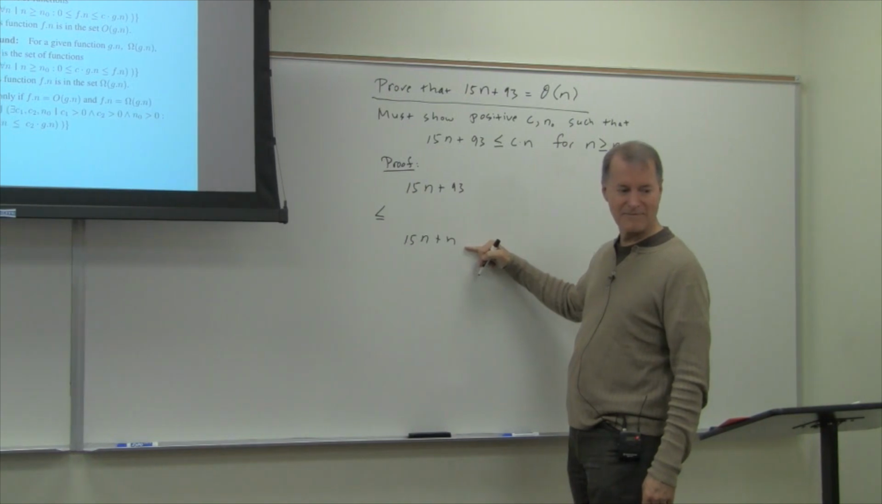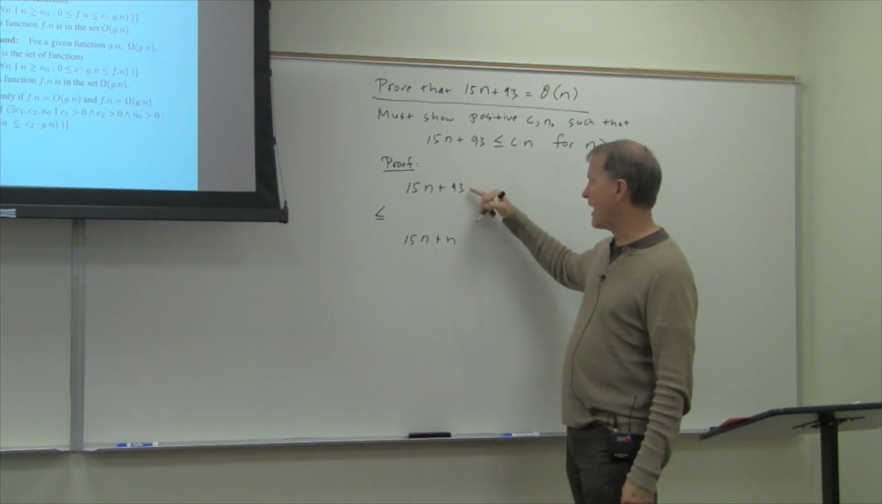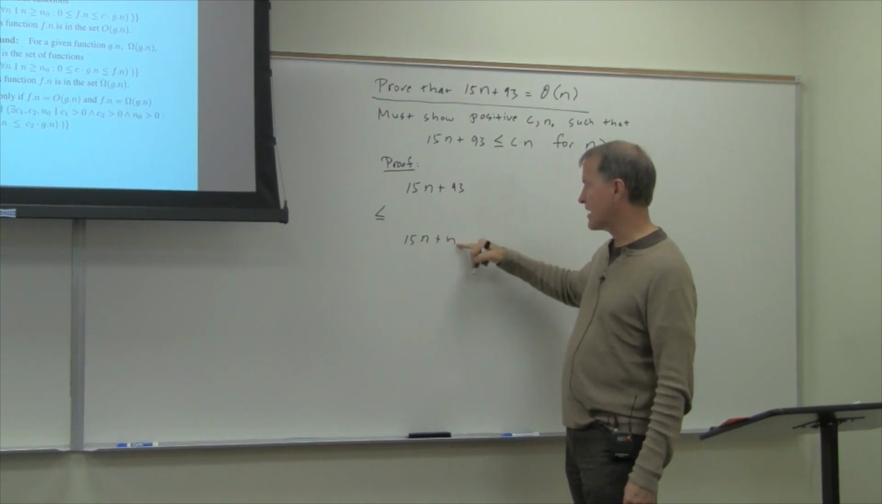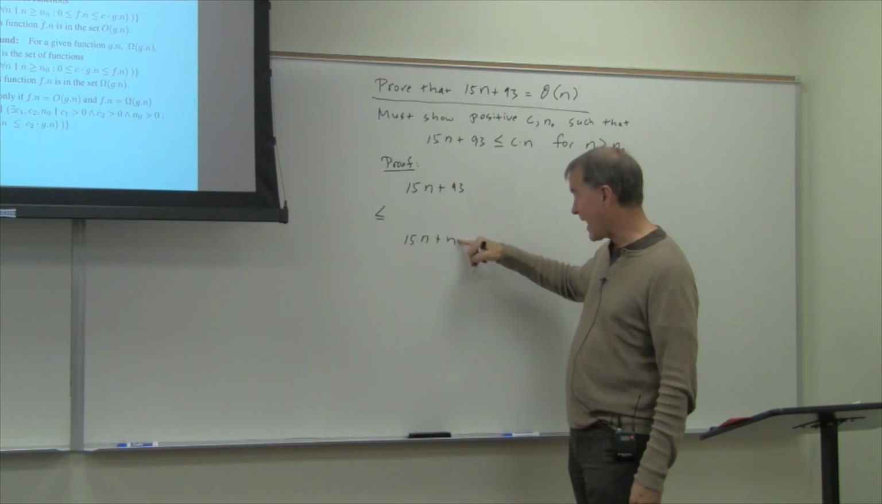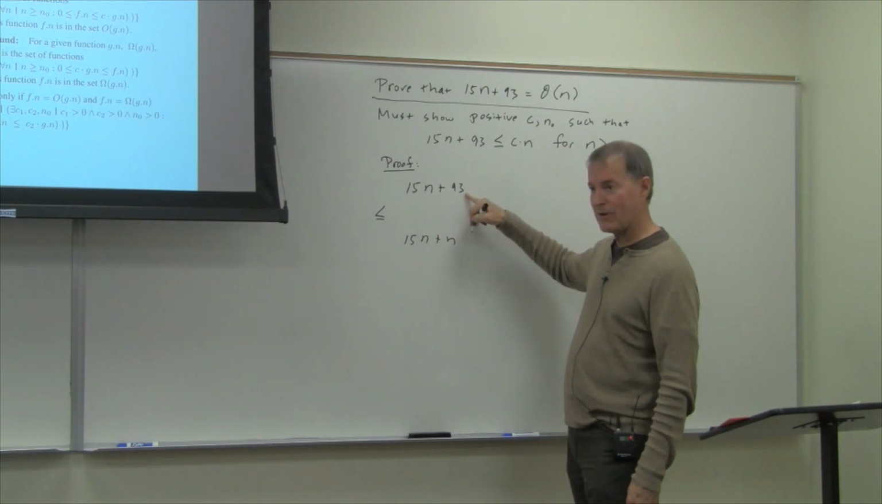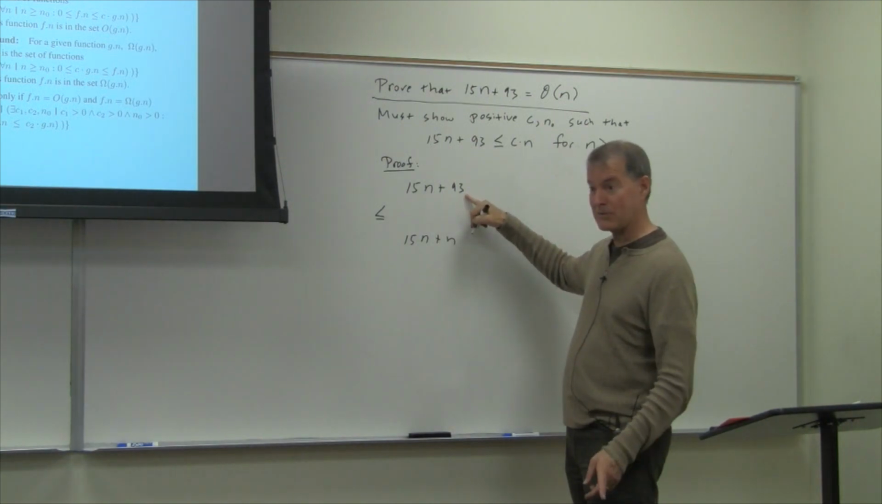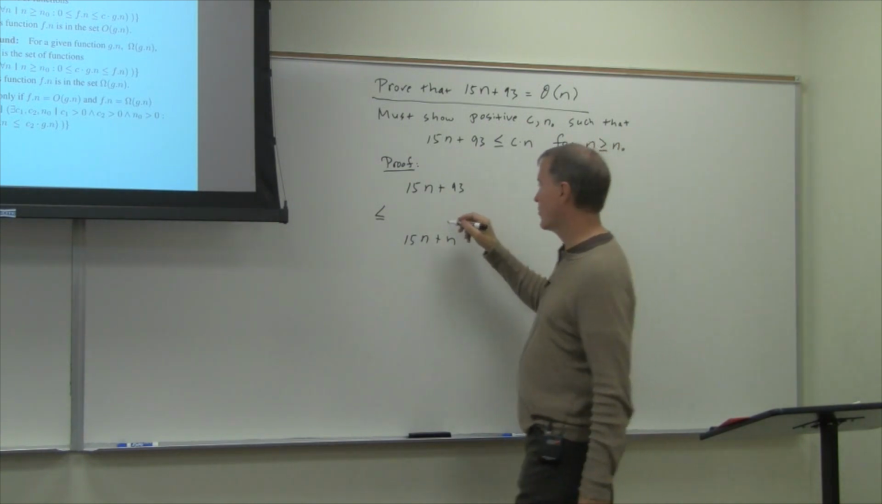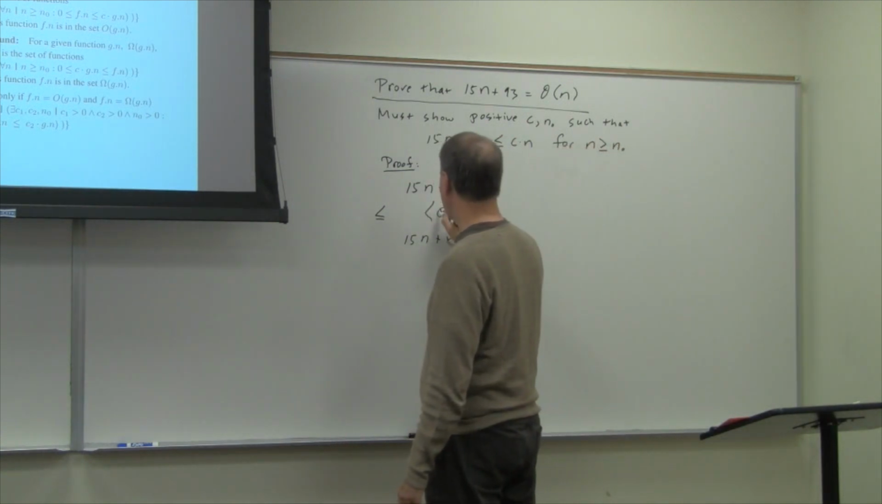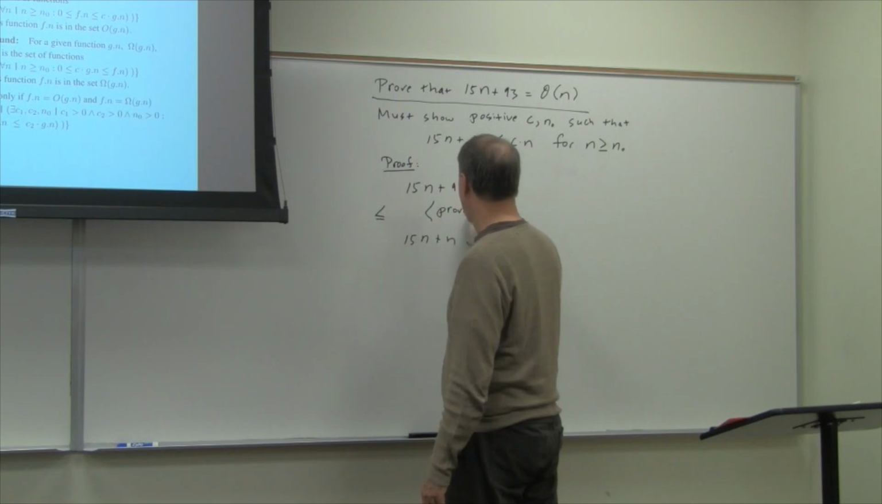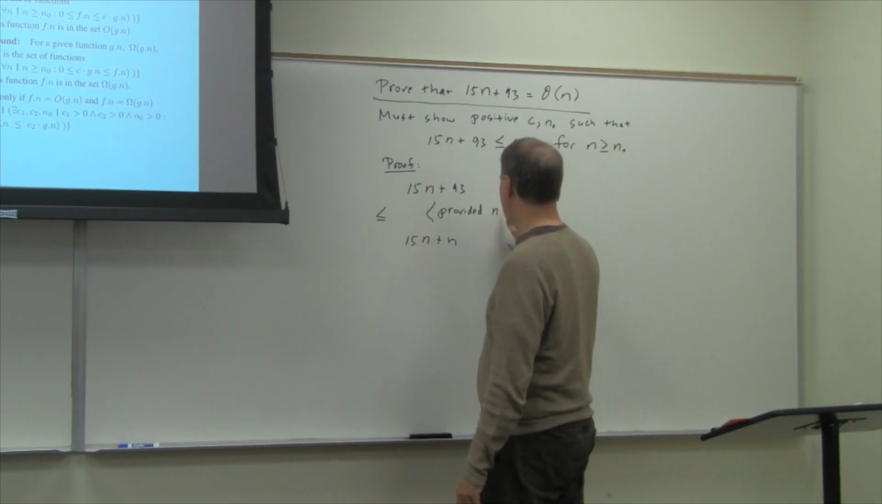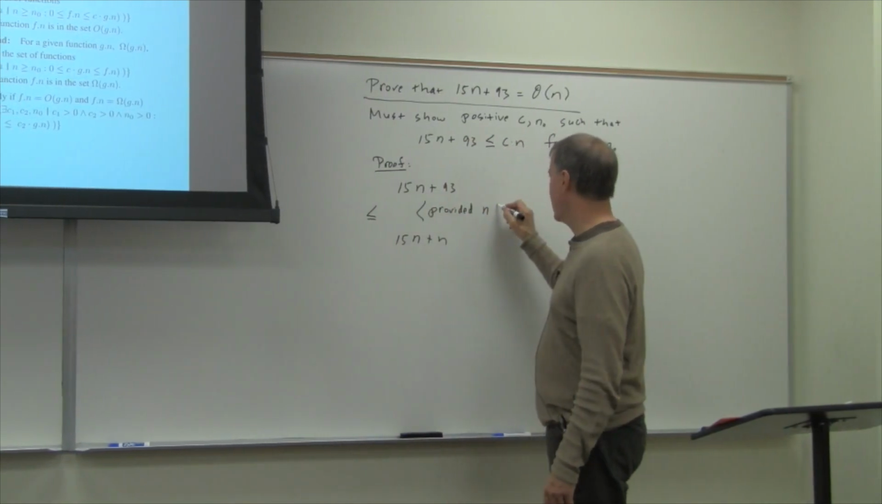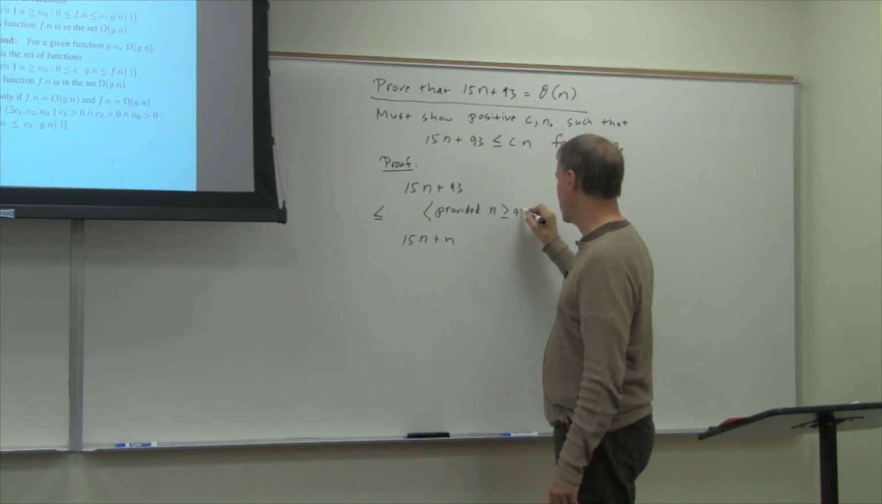So now our n naught is 93. Provided that n is what? When will this n be greater than or equal to 93? As long as n itself is greater than or equal to 93, this will be true, right? So here what we do is we write a proviso. Provided n is greater than or equal to 93.